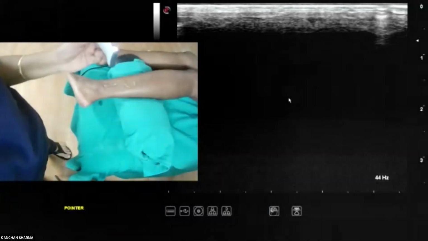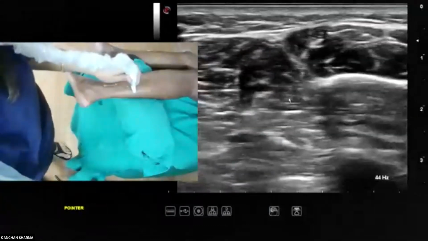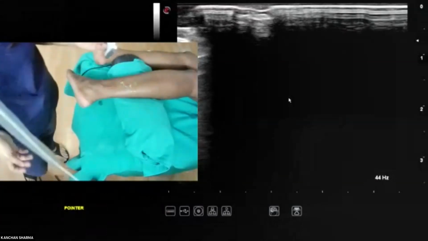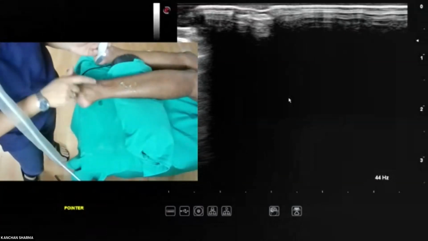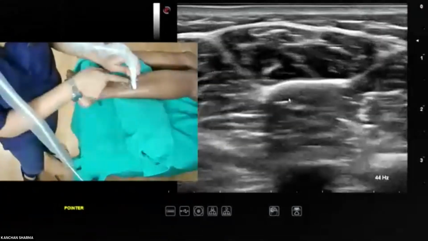Okay, let me reduce the gain. Still, I'm not happy with the gain. Now it's fine. Now, anywhere you can put, this is the lateral malleolus. You palpate the lateral malleolus. Put your probe. Now the probe is in the short axis.